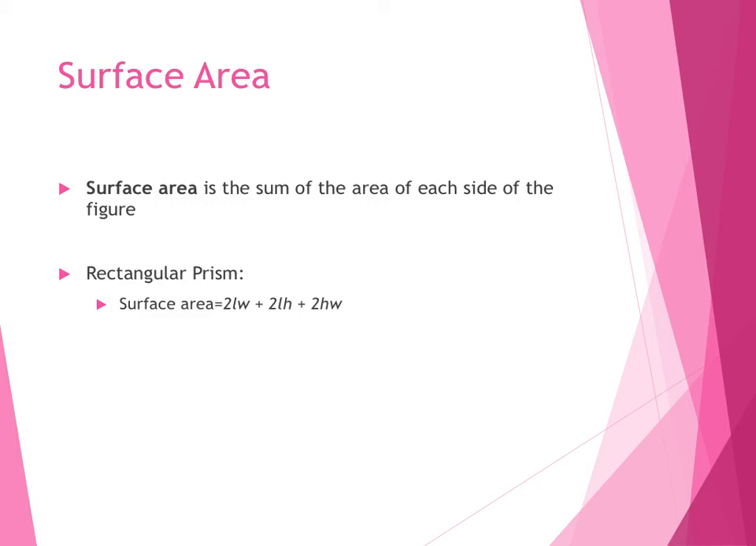So now let's take a look at surface area. So surface area is the sum of the area of each side of a figure. So for a triangular prism, surface area is going to be 2 times the length times width plus 2 times the length times height plus 2 times the height times width.